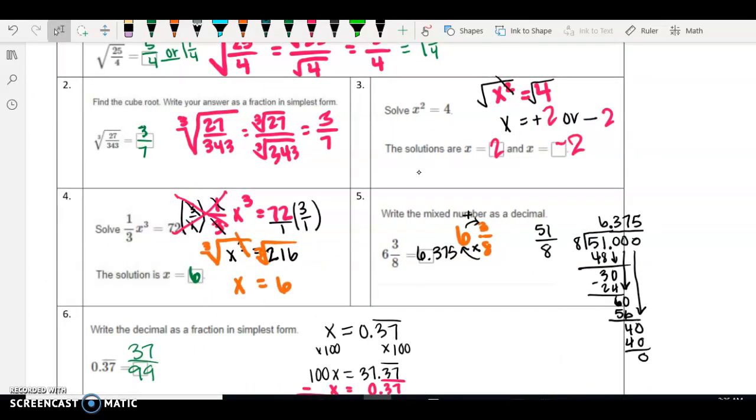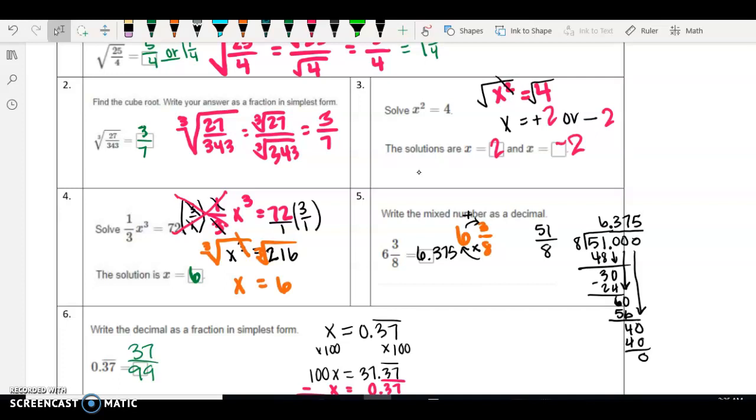Number 5, write the mixed number as a decimal. We're going to use long division, and we're going to do 51 divided by 8. On your test, you're going to need to show your work if you want full points. So we put 51 inside of our long division sign, and 8 is on the outside. 8 goes into 51 6 times, and that gives us 48. Subtract those and you get 3. Bring down a 0. 8 goes into 30 3 times, and that gives us 24.